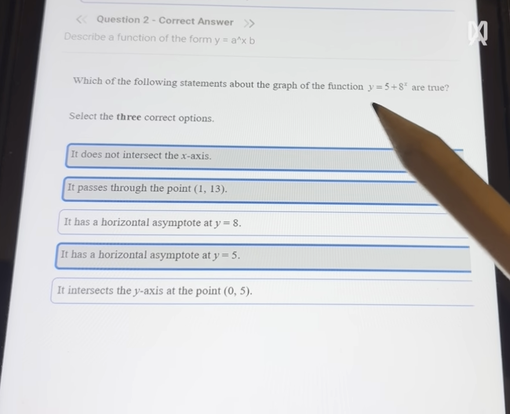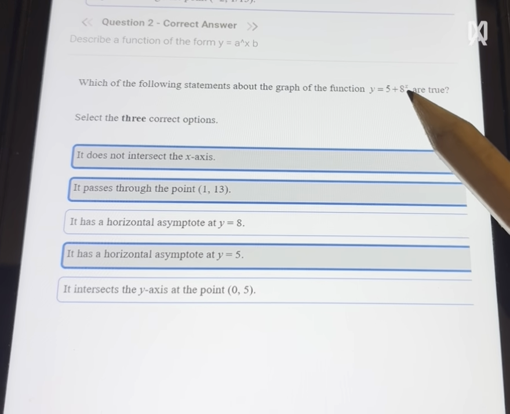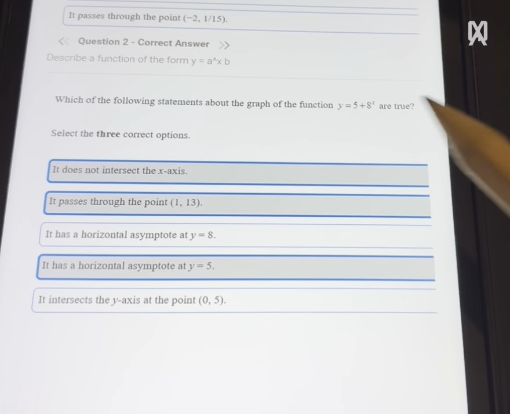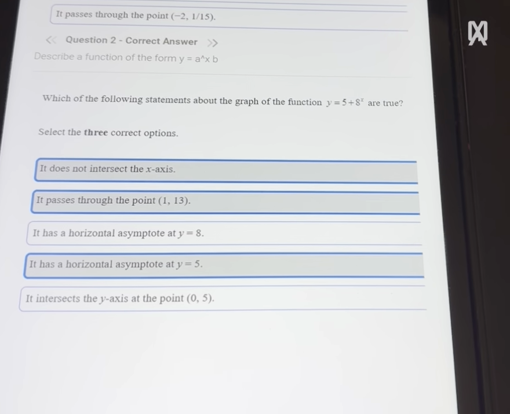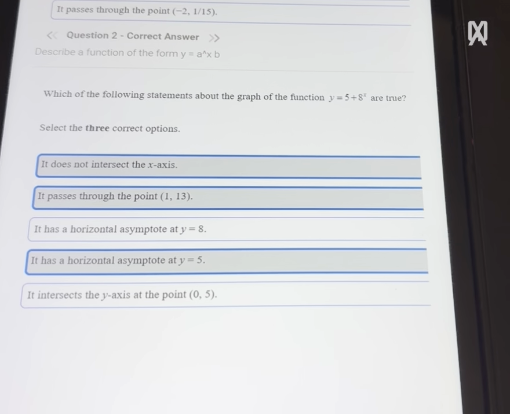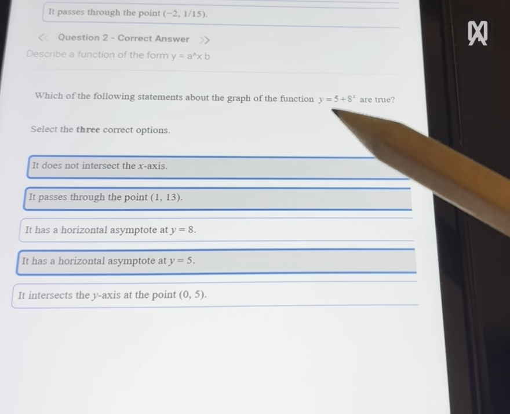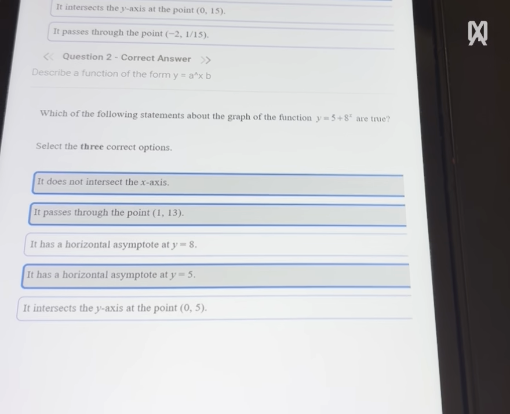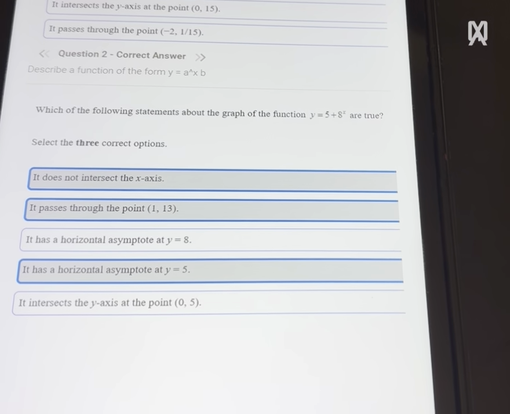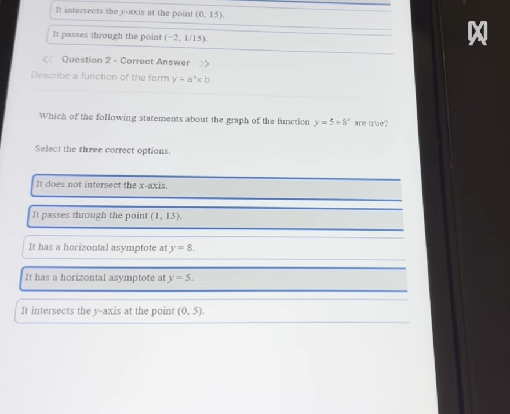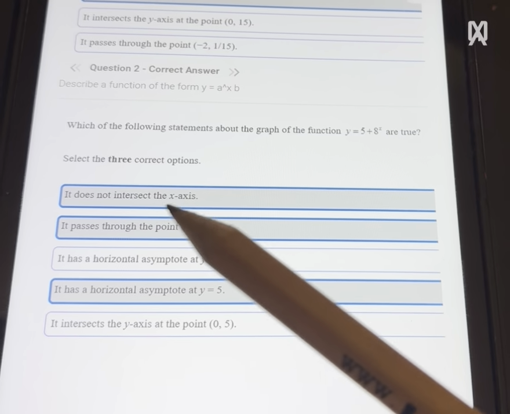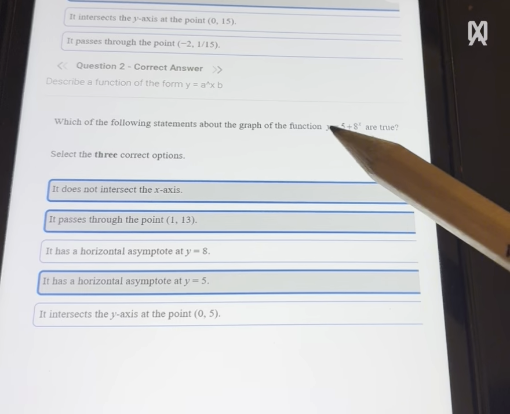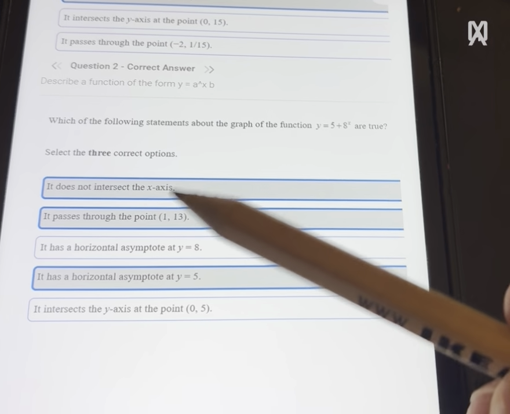This is the same question but with different numbers. So y is equal to 5 plus 8 to the power of x. So 8 to the power of x has the same characteristics as the first question. The x-axis is the horizontal asymptote, or y is equal to 0. It never intersects the x-axis. Here you added 5, so you shifted your exponential curve up by 5. So instead of having y is equal to 0 as your horizontal asymptote, you have y equal to 5 as your horizontal asymptote. So it does not intersect the x-axis, correct, because the horizontal asymptote is y is equal to 5. The curve is above that, so it will never intersect the x-axis.